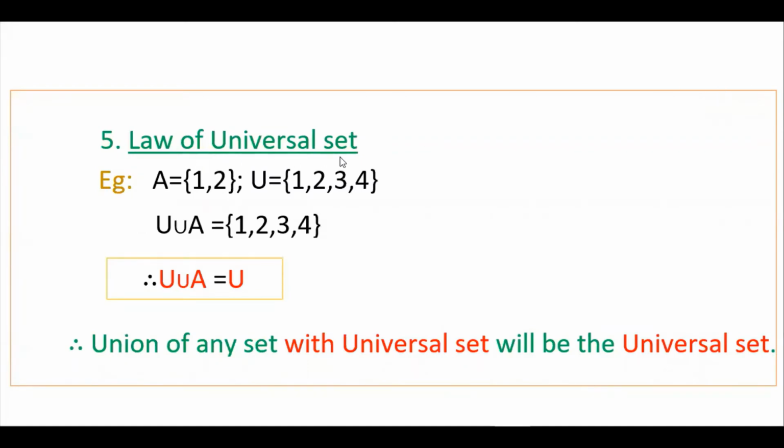Next one is law of universal set. If A is equal to {1, 2} and universal set U is equal to {1, 2, 3, 4}, then if you union these two sets, A union U is equal to {1, 2, 3, 4}. So you will get the universal set. So union of any set with the universal set will be the universal set.